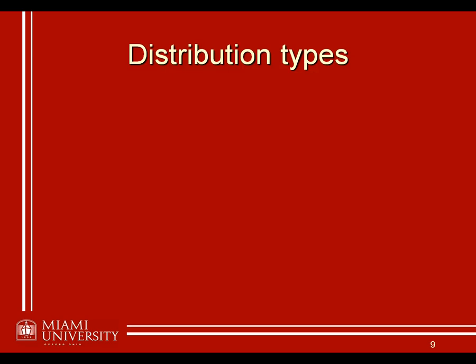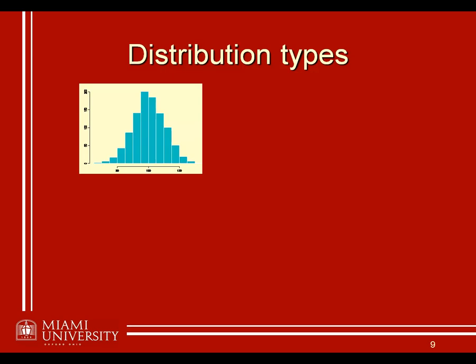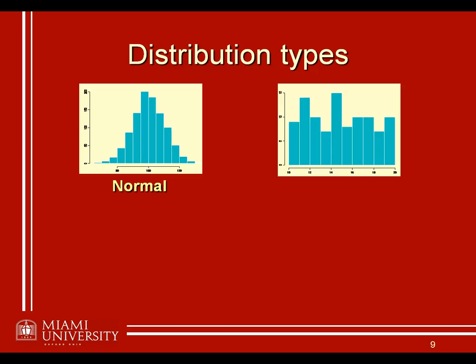Okay, so let's look at a few examples and see if you guys can identify these different types of distributions. If we have a histogram that looks like this, what is the shape of this distribution? Most of you probably recognize this as a normal distribution, which it is. What about this one here?